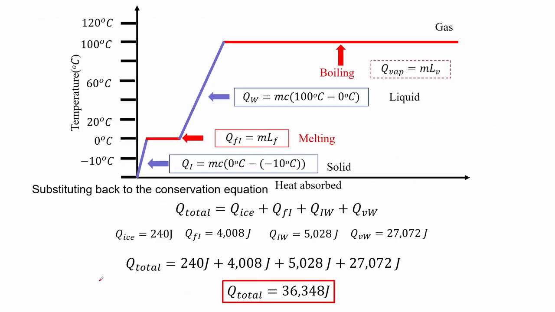We take the sum of these quantities of heat, which is 36,348 joules. This is the amount of heat energy needed to convert 12 grams of ice at -10 degrees Celsius to gas.